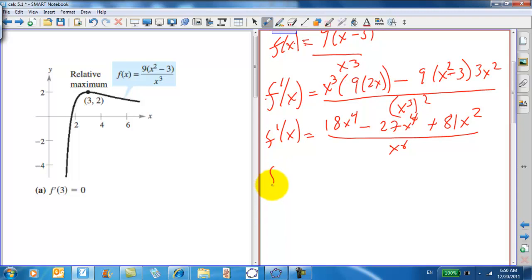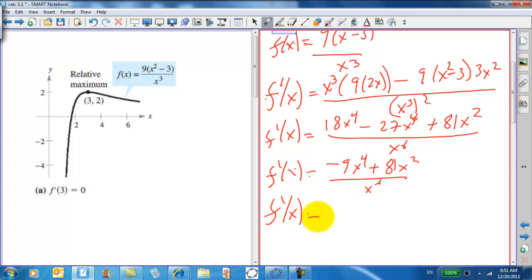So that's 9 minus 9x to the fourth plus 81x squared over x to the sixth. I want to reduce this a little bit. It'll be easier to evaluate it at 3. So we get x squared we can take out of the top, in fact, a negative 9x squared. So that leaves, let's see, x squared minus 9 all over x to the sixth.